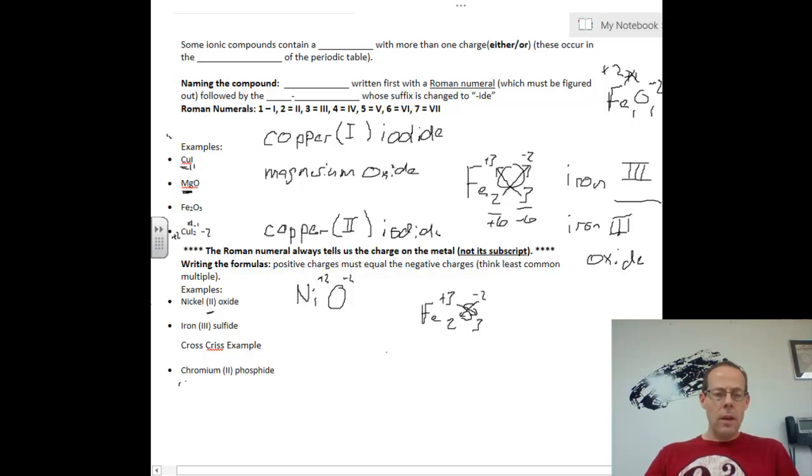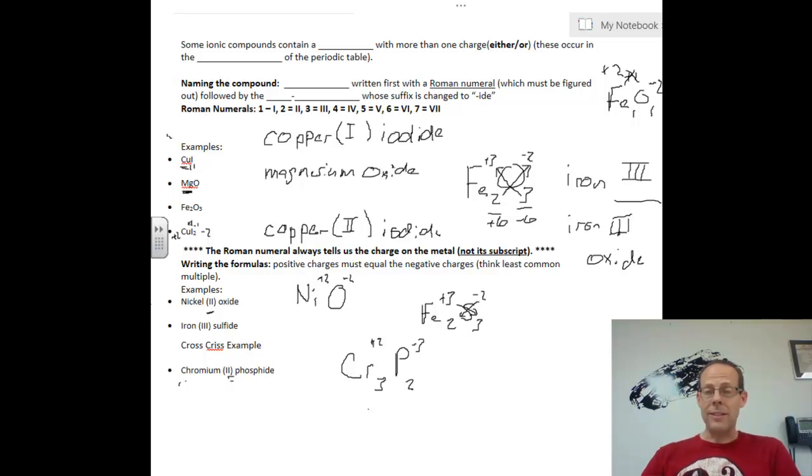And then chromium(II) phosphide. Chromium, what's the Roman numeral? 2. So you don't even have to look on the periodic table if the Roman numeral is there, which is kind of nice. And then we have phosphide, which is a -3. And crisscross again, this becomes a 2, and chromium is a 3. All right, so that is the second part of naming. And I think you're well on your way to figuring this out.